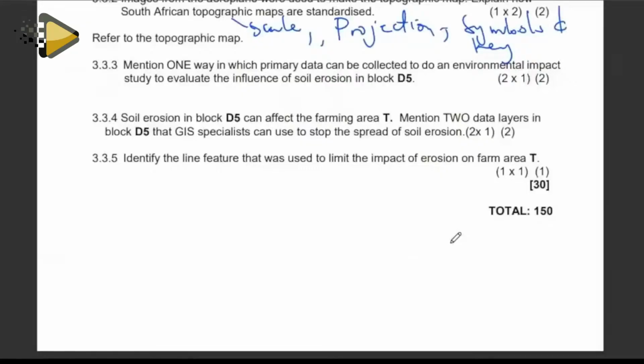And also we can apply remote sensing techniques to access the data, for example, using drone systems. We can use a drone to actually view the area and get primary information on the area so that we can do an environmental impact assessment. Soil erosion in block D5 can affect farming, the farming area T. Mention 2 data layers in block D5 that GIS specialists can use to stop the spread of soil erosion.